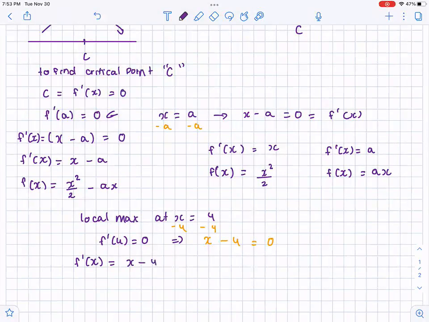So you can think your function is f prime of x equal to x minus 4. And which function would you be able to look at and find that the derivative is x minus 4? That is f of x equal to x squared over 2 minus 4x, right? Because if you take the derivative of this, you get this. Okay, so hopefully this will help.